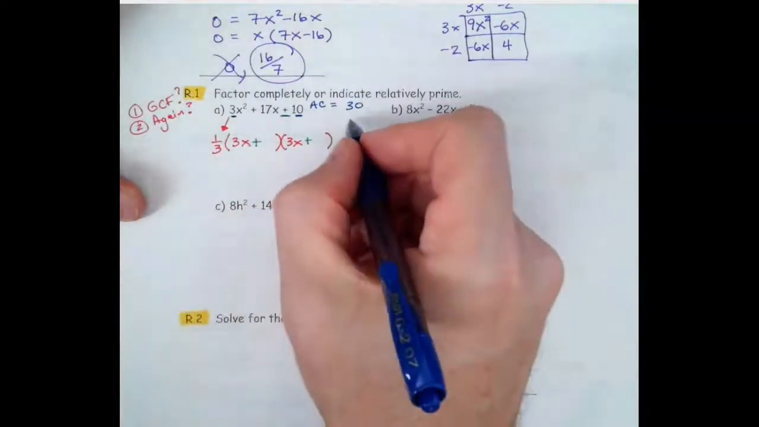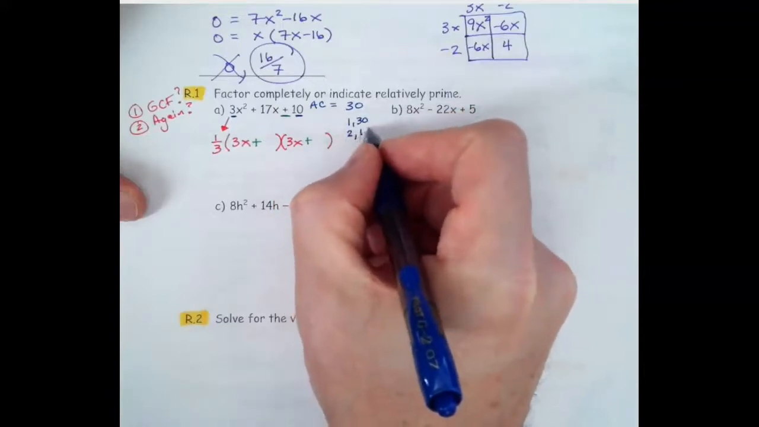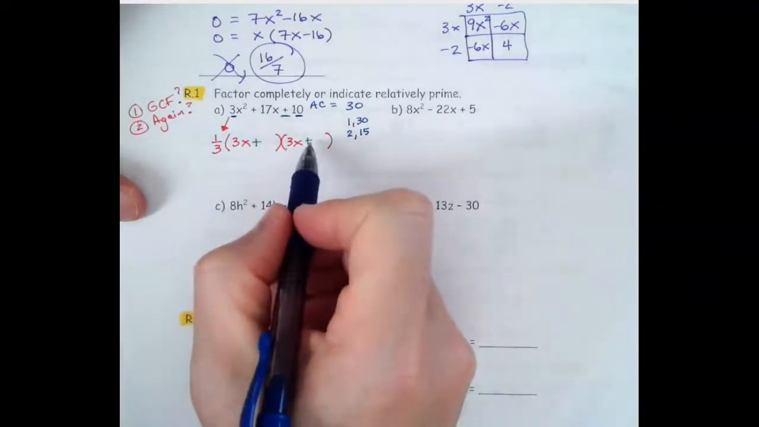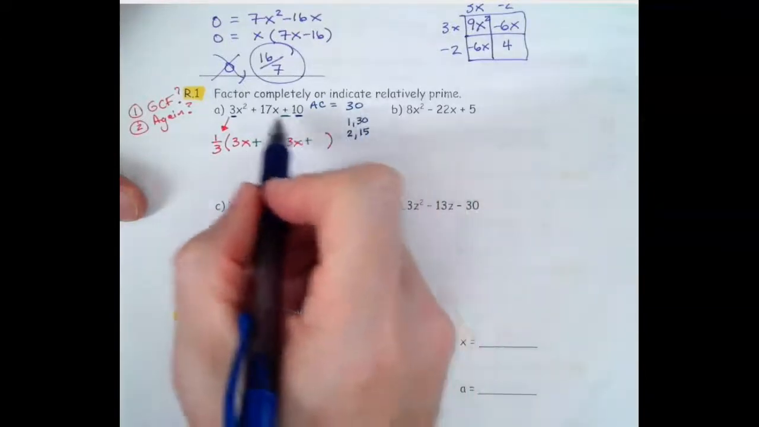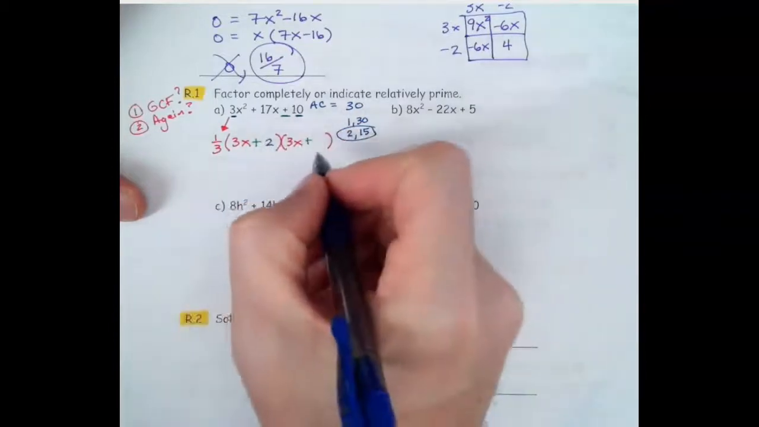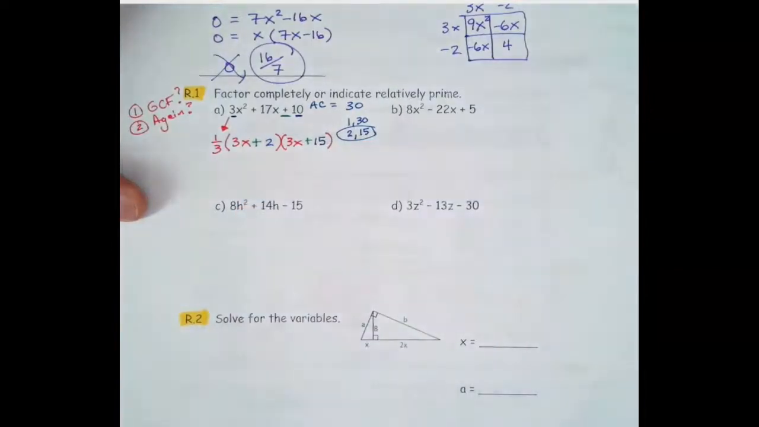Okay? So if you're not sure, you just start listing all of them. And we got that pretty quickly. These are both the same sign, so we're adding them together. So I need the factors of 30 that add up to 17. So we're there already. So that goes in there.